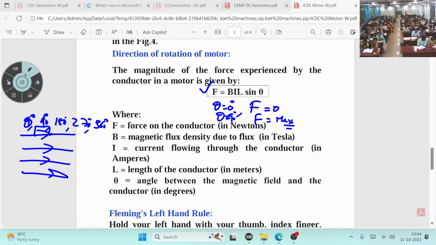So write down this formula, BIL sin theta, and write down that principle. What is the principle? A current carrying conductor placed in a magnetic field experiences a force. The magnitude of the force is determined by BIL sin theta. Okay?